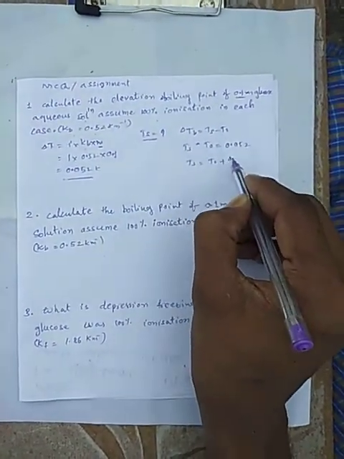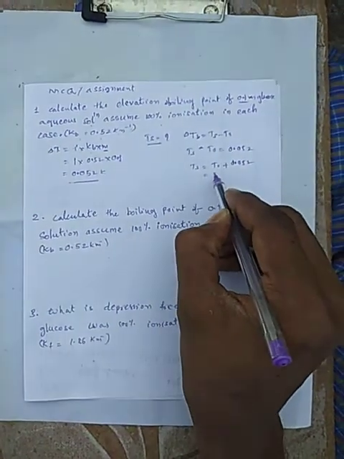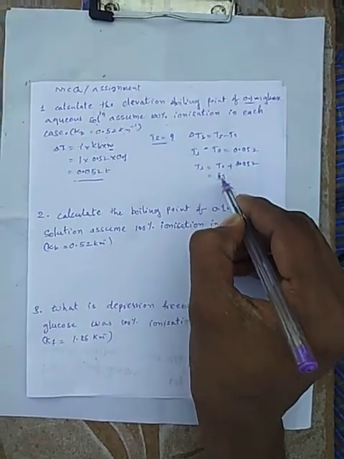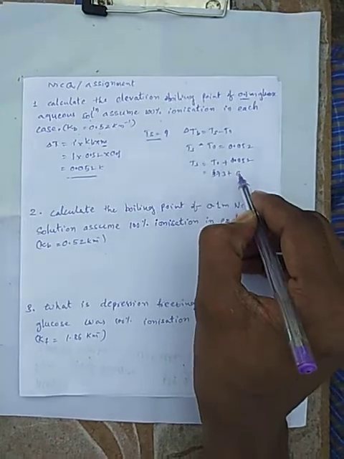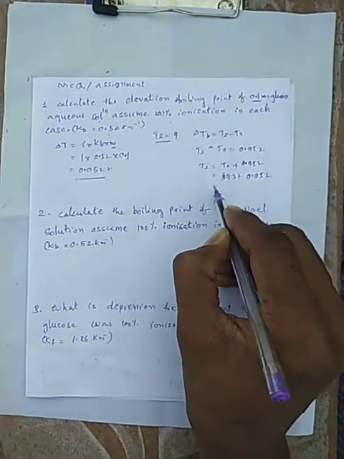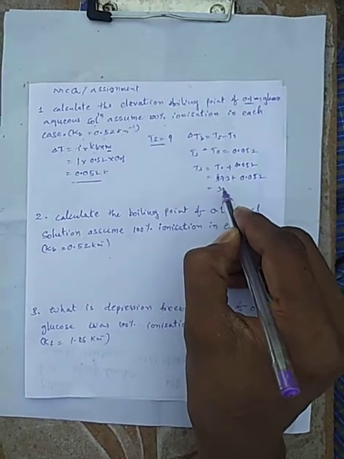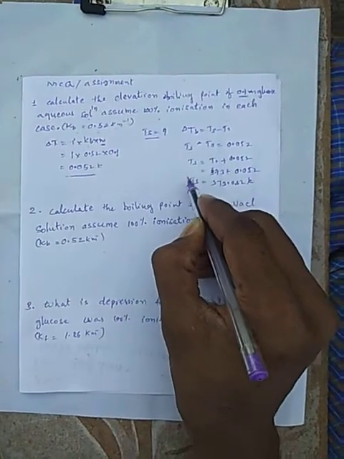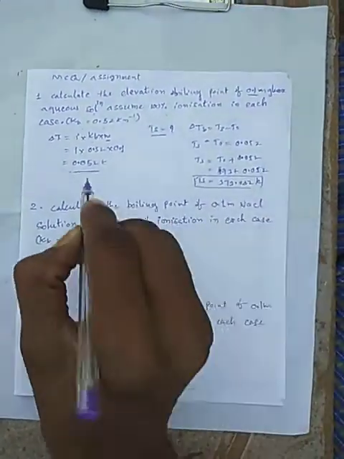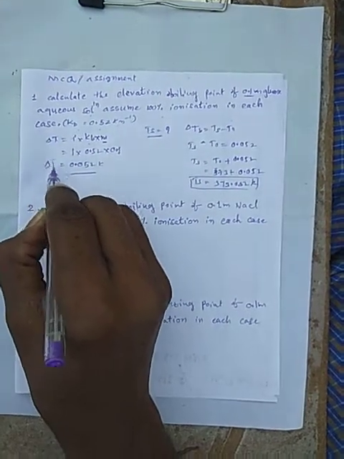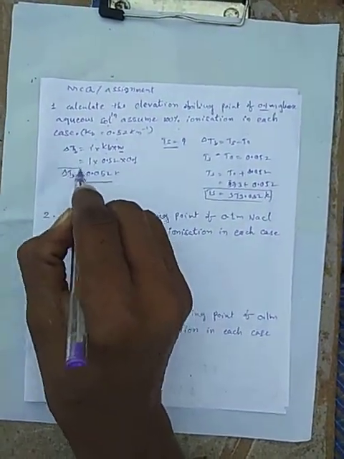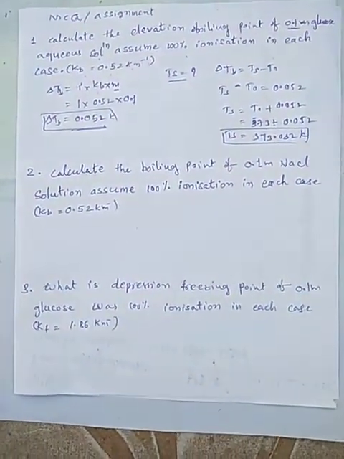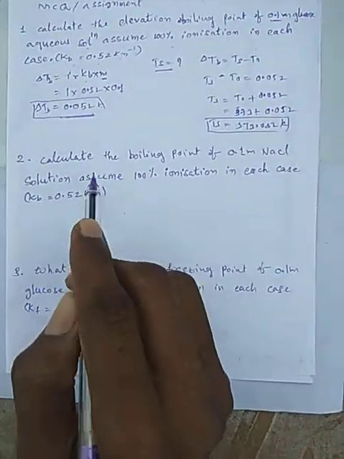Ts is T0 plus 0.052. T0 is the absolute temperature, 373 Kelvin, plus 0.052. This becomes 373.052 Kelvin. That is the boiling point, the answer. It is the elevation boiling point, delta Tb. Now I'm going to explain the question number 2.